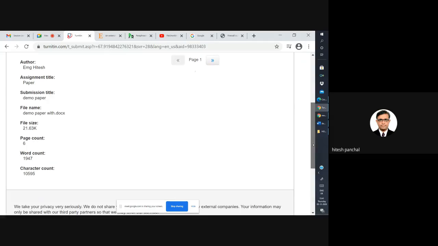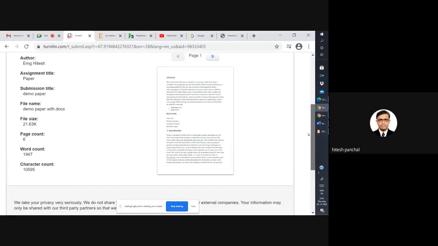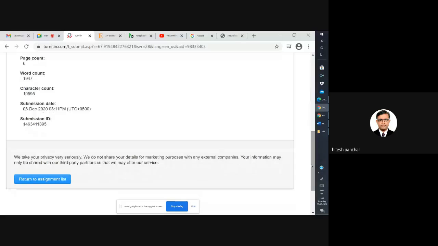Now you can see here, confirm. After confirm, you can click on return to the assignment list. It will take some time, around 3 to 4 minutes, because the internet is somewhat slow. Otherwise, very quickly you will get the result.